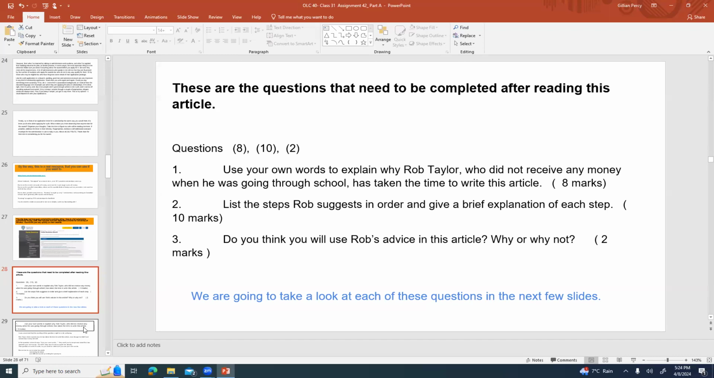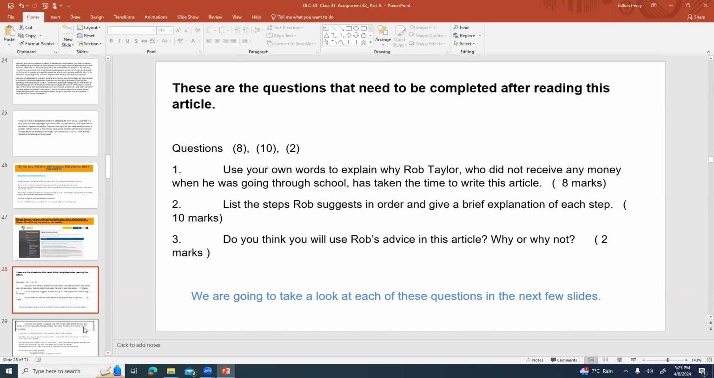So after reading the article, these are the questions that need to be completed. I don't like how they formatted this. It says questions 8, 10, 12. Those are basically the marks, okay? So number 1 is worth 8 marks, number 2 is worth 10 marks, and number 3 is worth 2 marks. Number 1 says, use your own words to explain why Rob Taylor, who did not receive any money when he was going through school, has taken the time to write this article, 8 marks. Number 2, list the steps Rob suggests in order and give a brief explanation of each step, 10 marks. Number 3, do you think you will use Rob's advice in this article? Why or why not? 2 marks.